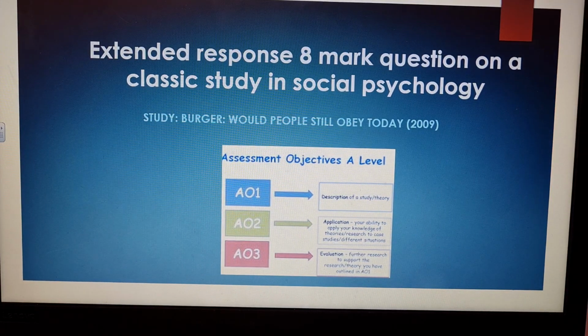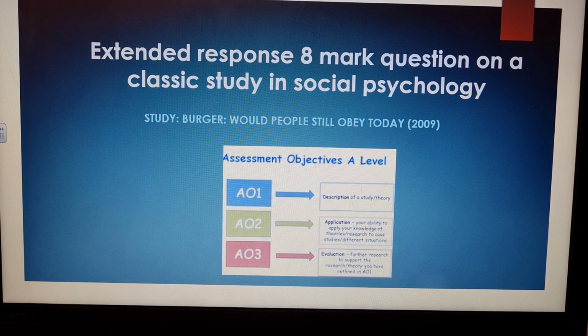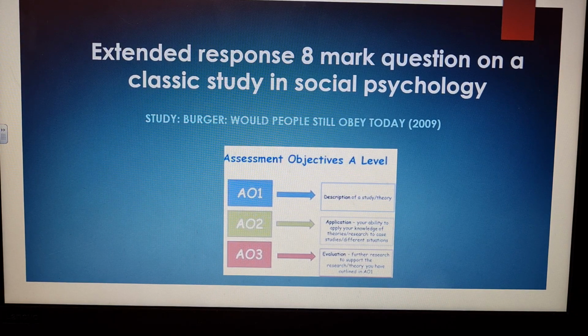Hi everyone, so today we're going to be having a look at how to plan and answer an extended response 8-mark question on a classic study. And I've chosen the social psychology approach in particular, and we're going to be having a look at the contemporary study by Berger.